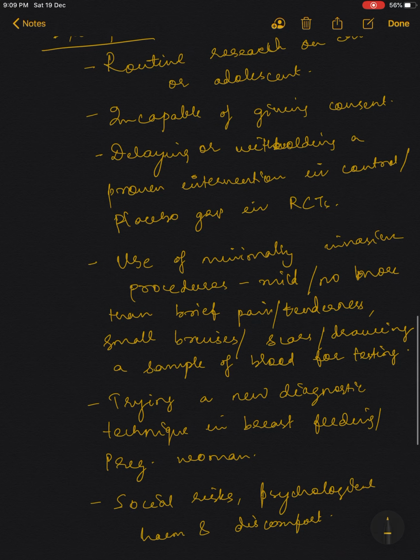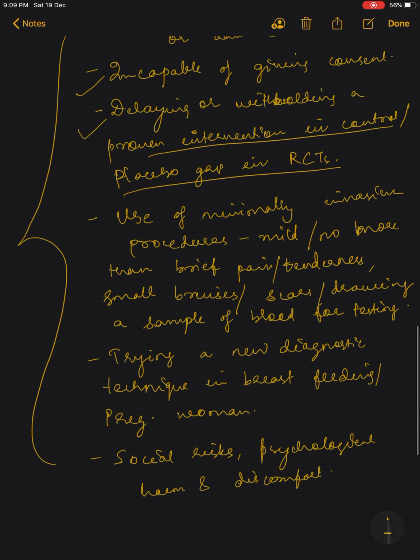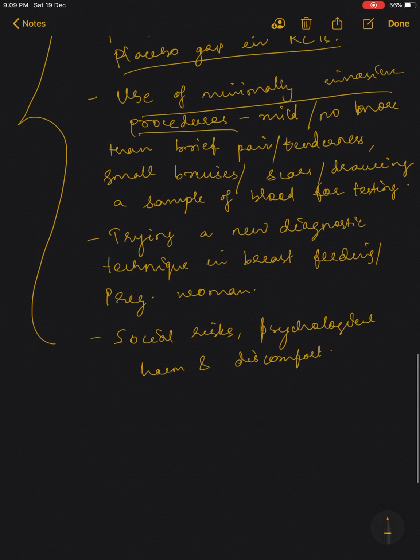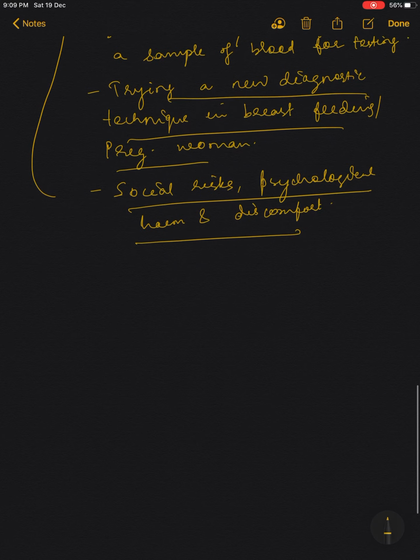So all these things go under low risk: routine research on children and adolescents, those persons who are incapable of giving consent, delaying or withholding a proven intervention in control or placebo control group, use of minimally invasive procedures, trying a new diagnostic technique in breastfeeding or pregnant women, social risk, psychological harm or discomfort.